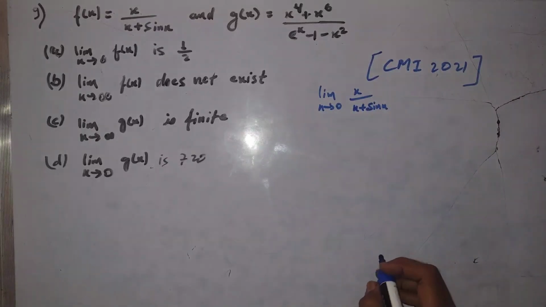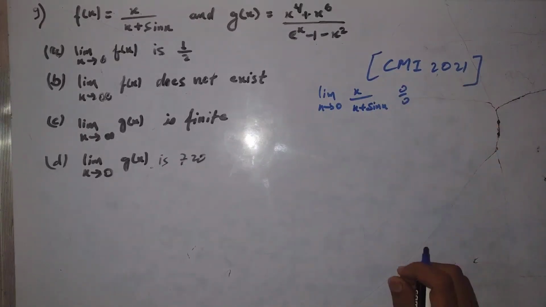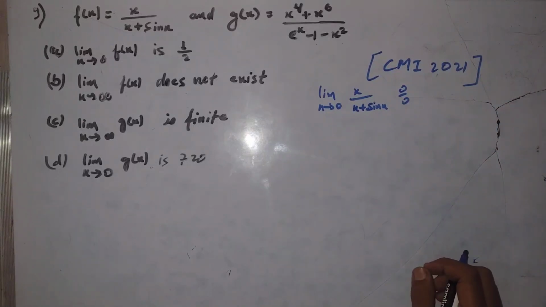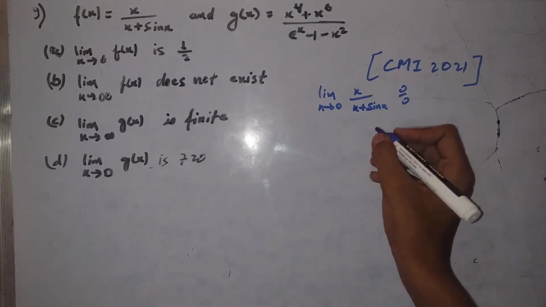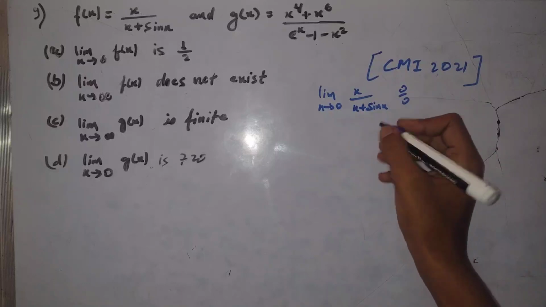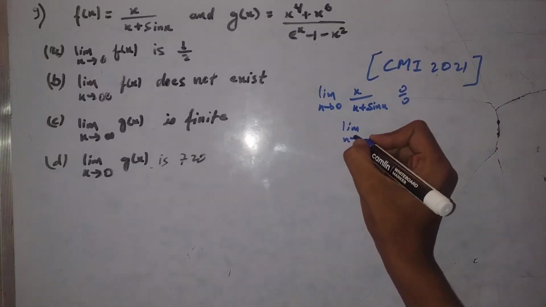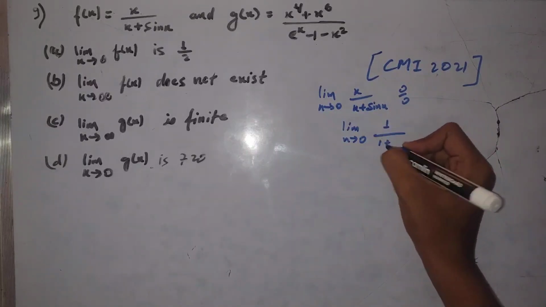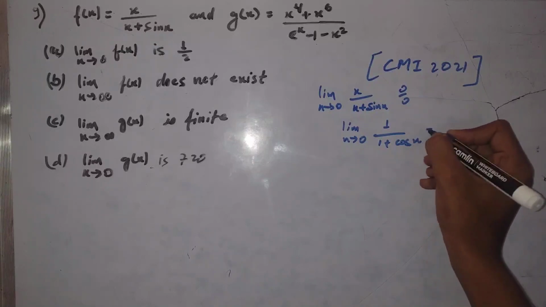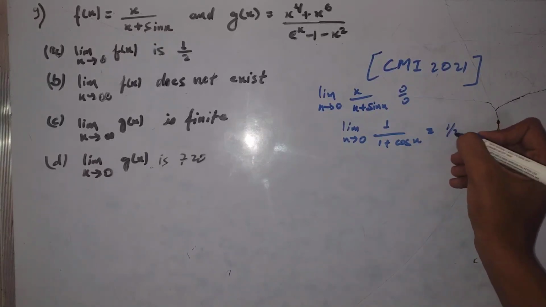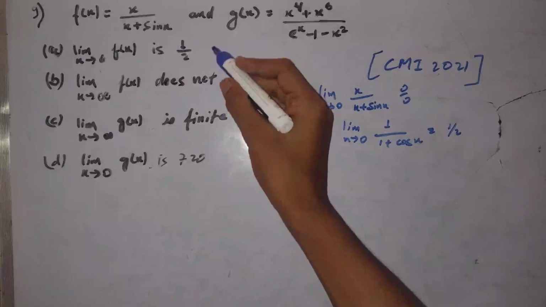Okay, and we can see that it is a 0 upon 0 form, so we can use L'Hopital also, or we can use expansion also. L'Hopital is easier, so I'm going to use that. Using L'Hopital, it becomes limit x tends to 0 of 1 upon 1 plus cos x, and at 0 this is 1 by 2. So statement A is a true statement.